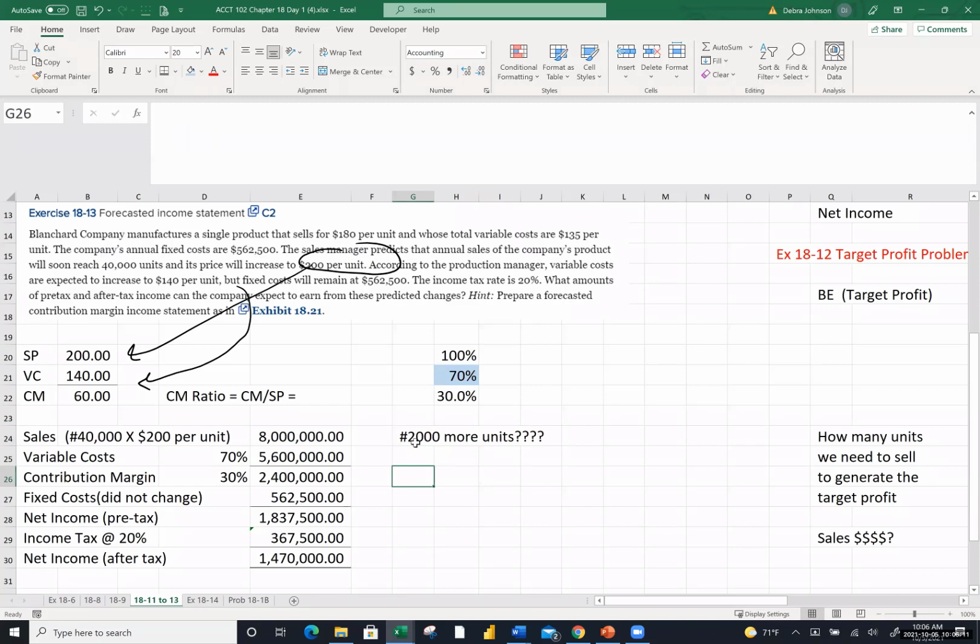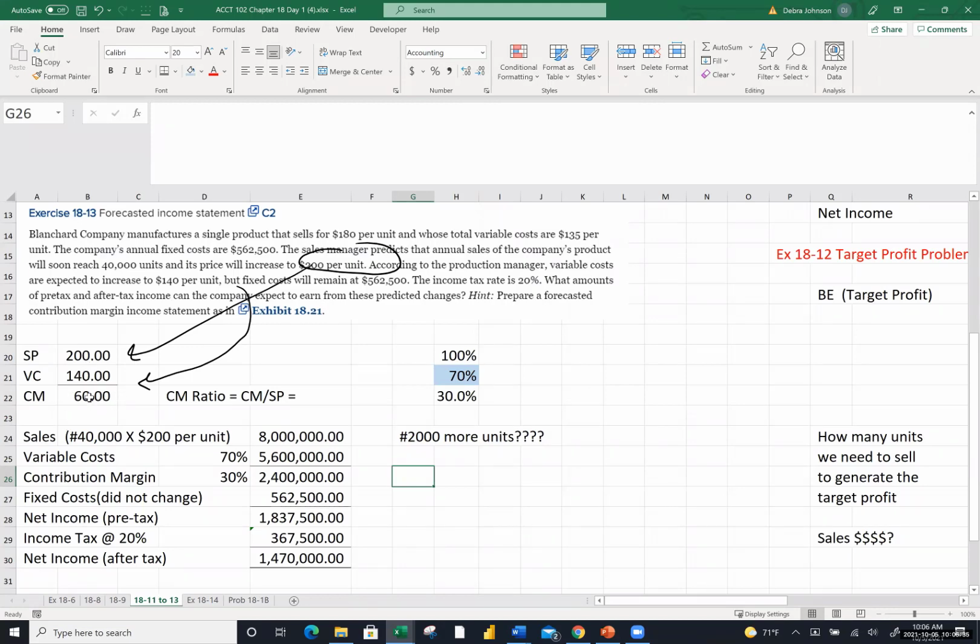If we could sell 2,000 more units, what would happen to the bottom line? Okay, I don't have to do an income statement on this. I've learned enough by working through so many of these problems and understanding all these what if scenarios. I can tell you what's going to happen to the bottom line without doing an income statement because my fixed costs are covered.